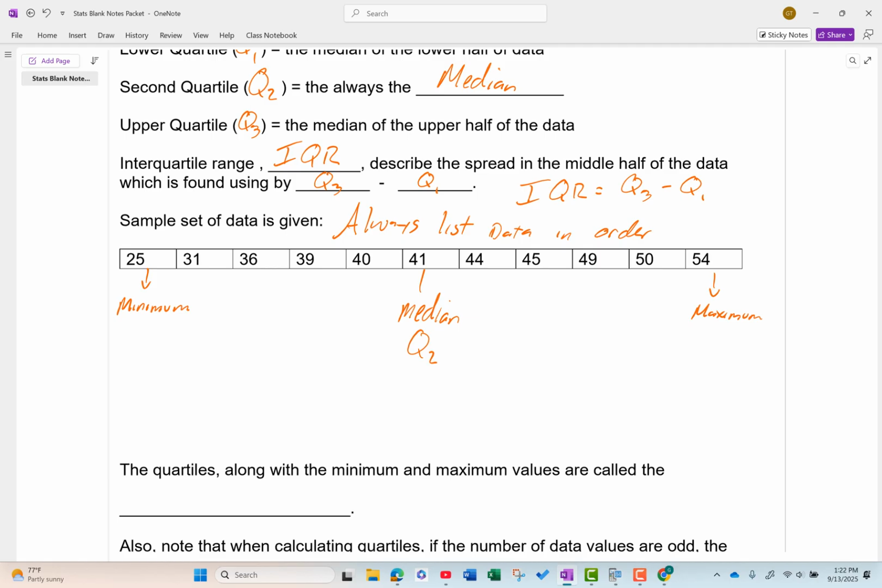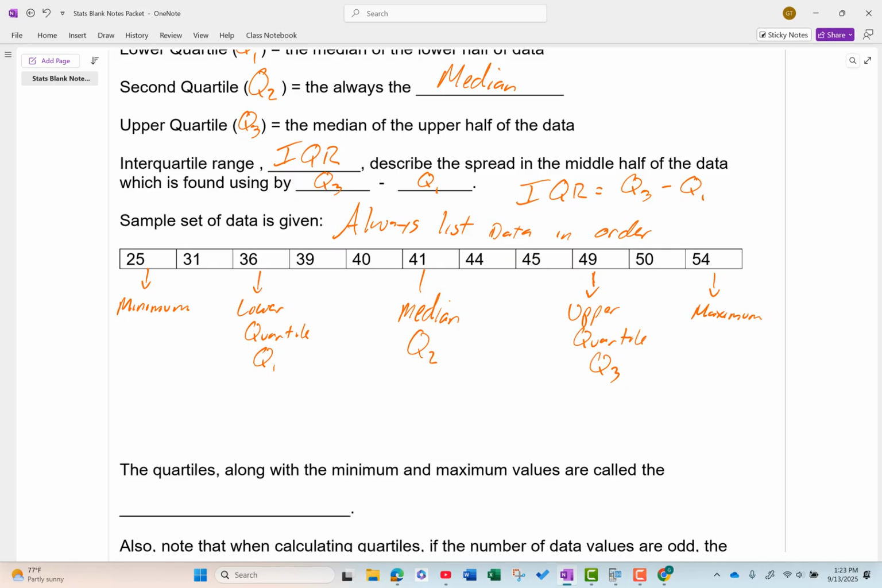Then I look at the data above the median. I have 5 values there from 44 to 54. The median is the midpoint of the upper half of the data, so 49 would be my upper quartile, also known as Q3. I do the exact same thing below, and I would see that 36 is my lower quartile, and that is my Q1.